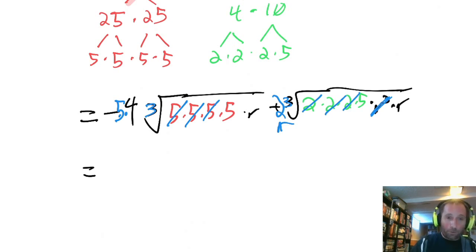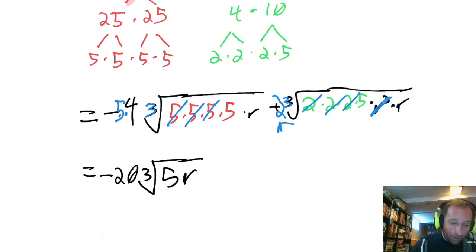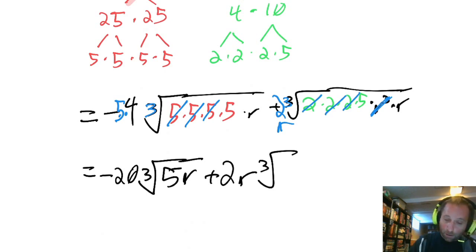So for our first term, we have a -5 times 4, so that's -20, times the cube root of 5r. For our second term, it looks like I factored out a 2, and I also factored out an r. I don't think there was anything else originally there. There was not. So this is 2r times the cube root of 5r.